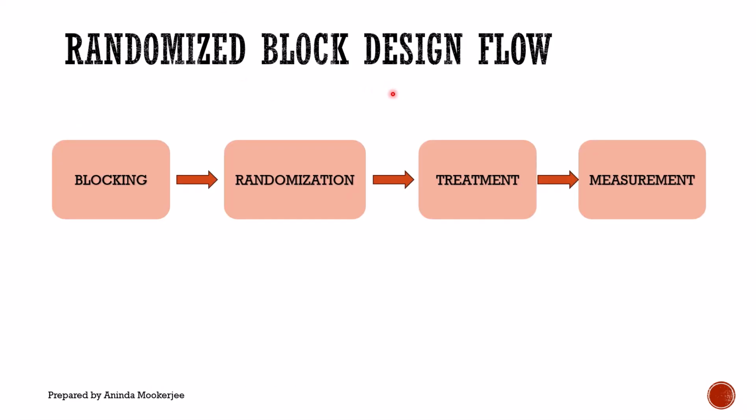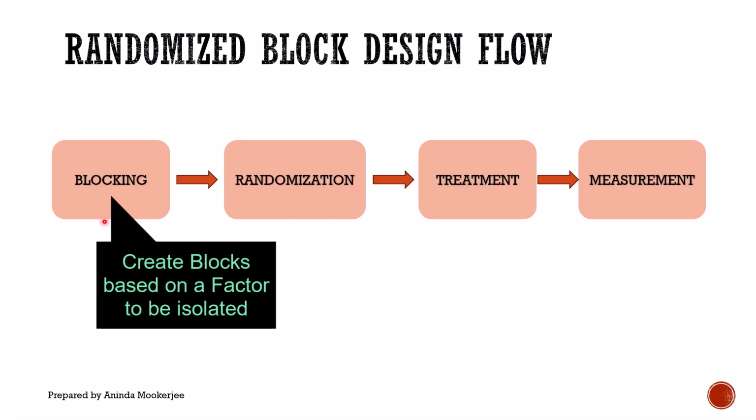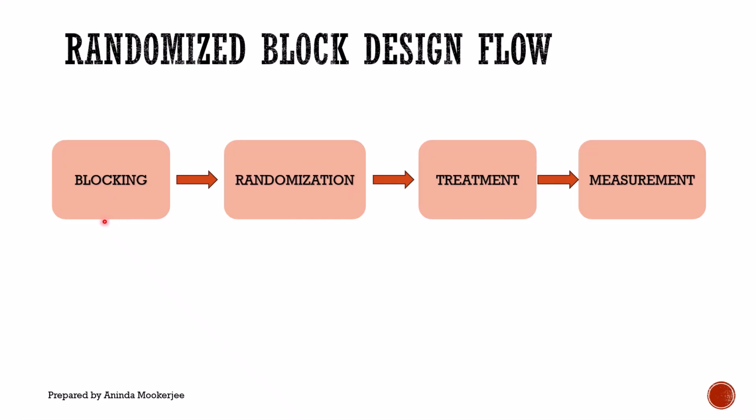So here we have a workflow of a randomized block design. We begin by creating blocks, which is called blocking, where we create blocks based on a particular factor or a particular characteristic that we would like to isolate. So if we consider that age might be a factor that could influence the results of the experiment, then we would create blocks based on different age groups. Or if it is gender, then we will create two blocks of male and female.